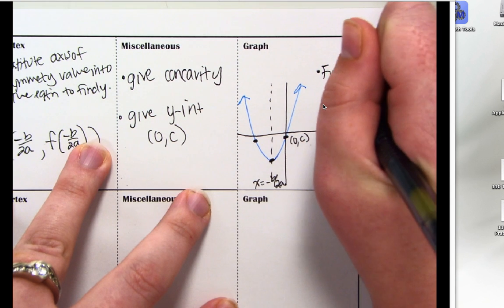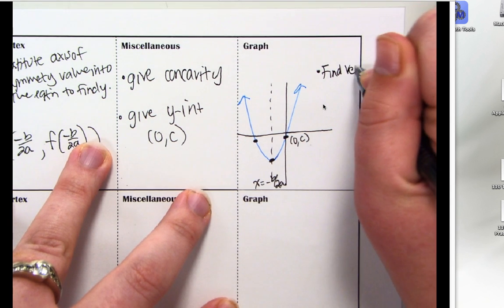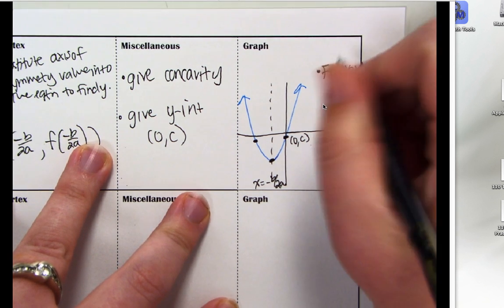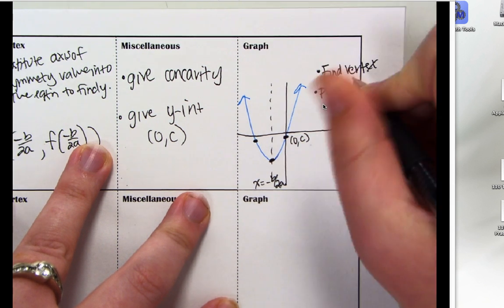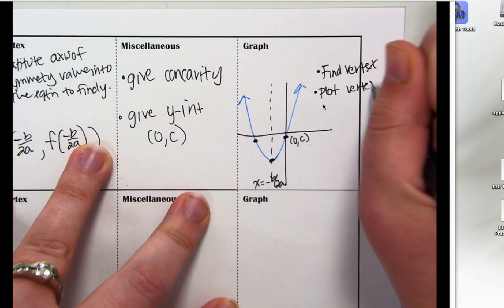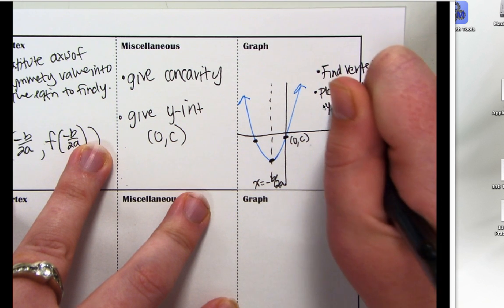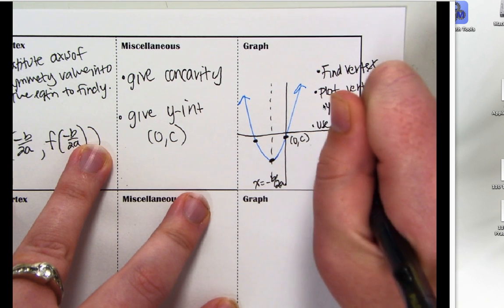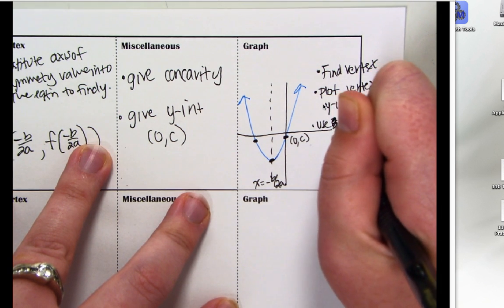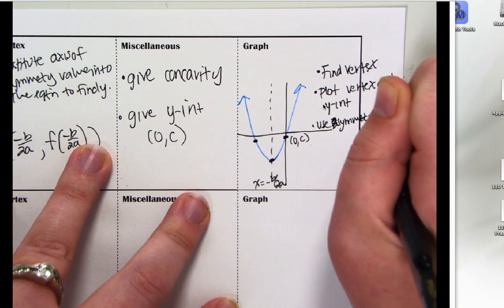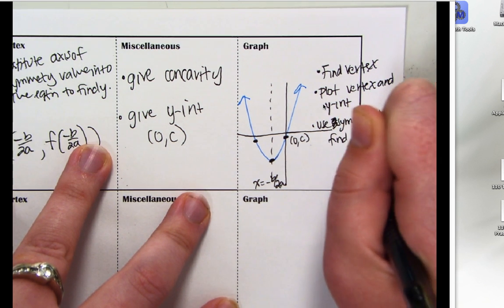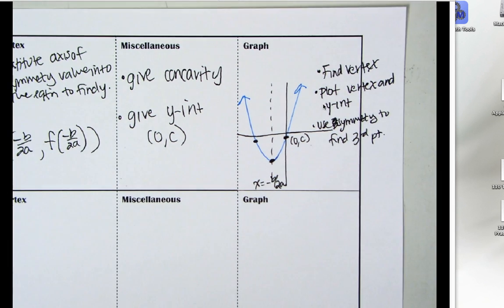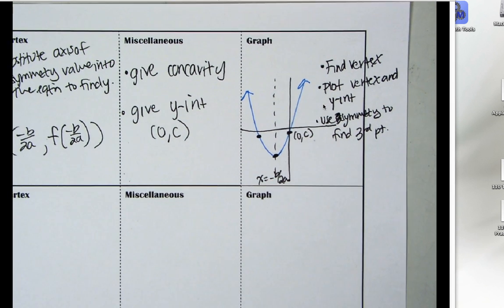We want to find the vertex. So that's going to require some algebraic work behind it. From there, we're going to plot the vertex and the y-intercept. And then lastly, use symmetry to find our third point. All right, from here, let's do an example.